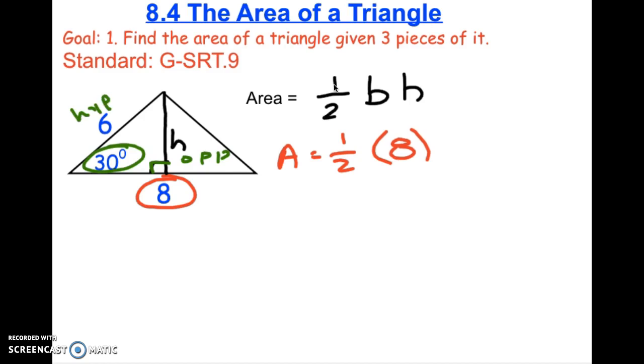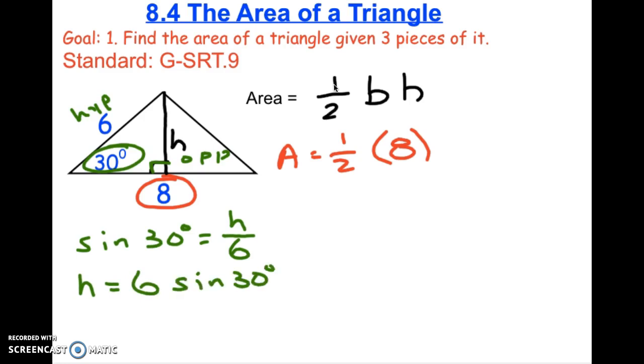So using the opposite and the hypotenuse, we're going to want to pick the sine. So the sine of 30 degrees is going to equal the opposite side, the h, the height, over the hypotenuse, which in this case is 6. So if we solve for h by cross multiplying, we're going to get h is 6 times the sine of 30 degrees. We can then put that in for the h over here.